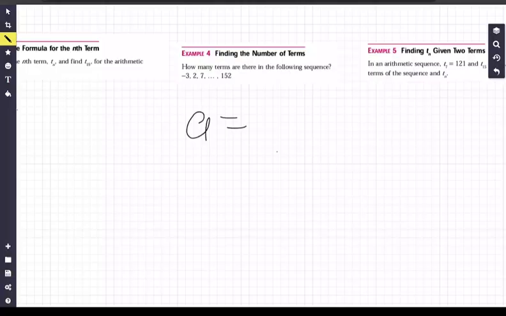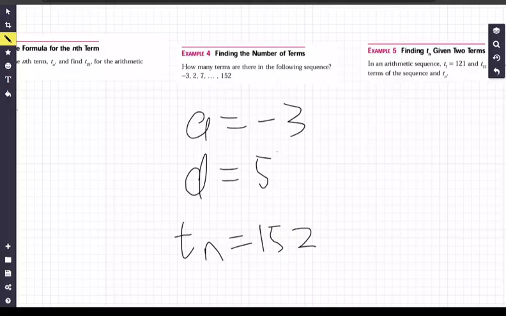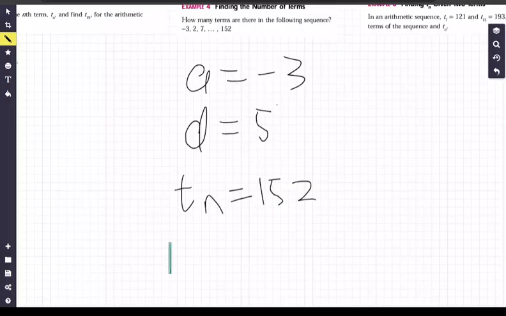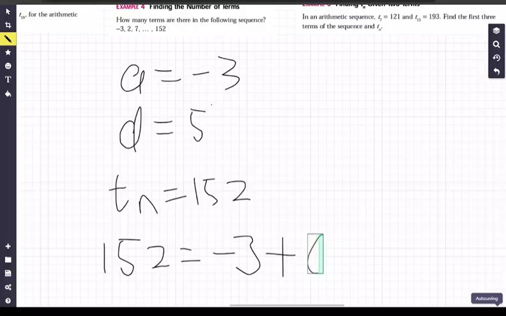So let's see what we have. Our first term is -3. Our common difference is 5. And we know our last term, which is our nth term, is 152. Right? So let's plug it into the formula. So Tn, we have 152 equals a plus, which is -3 plus, (n minus 1) times 5.